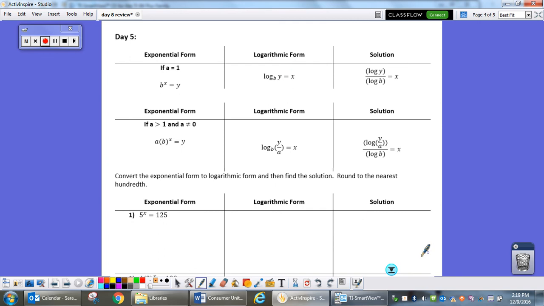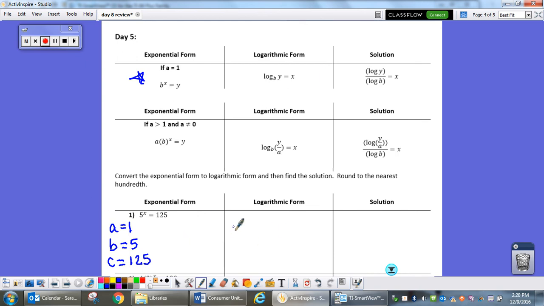All right, day 5. You guys should be super good with day 5. You will have the charts, you won't have to have it memorized. You're converting an exponential to a log and then finding the solution. So the goal is to find 5 to the what power equals 125. Now a lot of you freak out and say there's no A value. What do I do? Well, there really is an A value. It's just 1, that invisible number that nobody remembers. So remember, if A is 1, you use that equation.